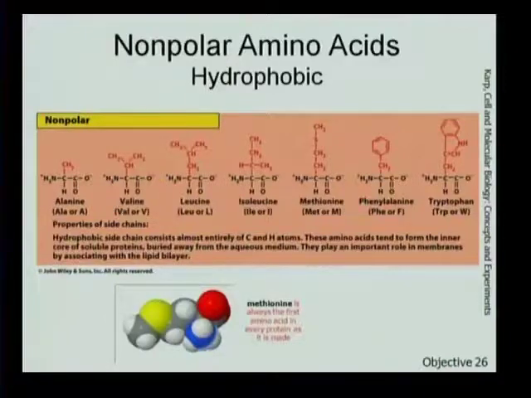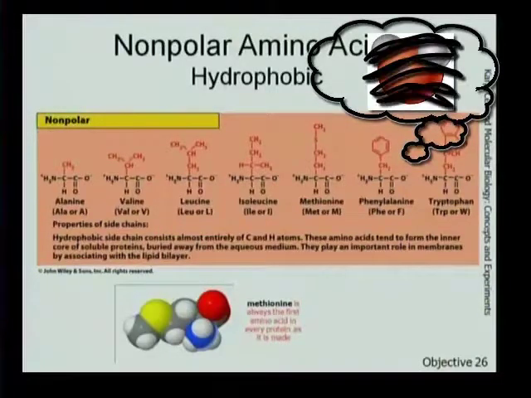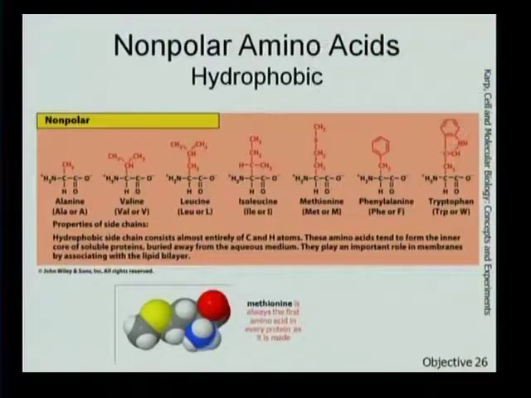Finally, we have nonpolar amino acids that are hydrophobic. Remember, we use the terms nonpolar and hydrophobic interchangeably. These are amino acids that don't like to be around water very much, but they do like to hang out with each other. So if we want to put together a protein in such a way that we have different side chains hanging out together and excluding water, then we're going to use hydrophobic or nonpolar amino acids in that part of the protein structure.